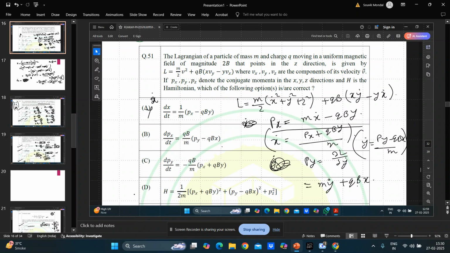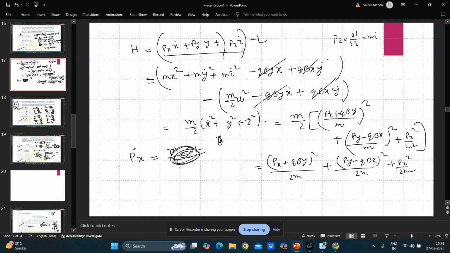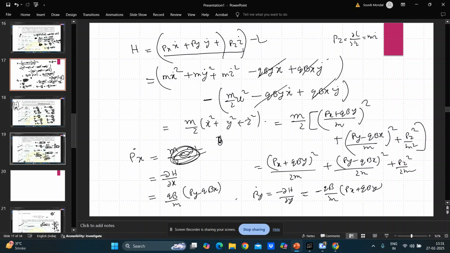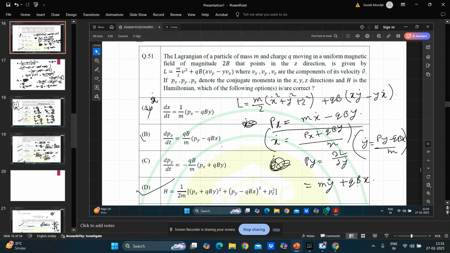So your option D will be correct. And now if you calculate px dot, it is simply minus del h by del x. You have to take the derivative of this term, and there is an extra minus sign sitting here. So you will get qb by m into py minus qbx. Similarly for py dot, it is minus del h by del y, and now there is no negative sign sitting here, so you will get a negative sign in front of this. So minus qb by m into px plus qby. So your options B and C are also correct.